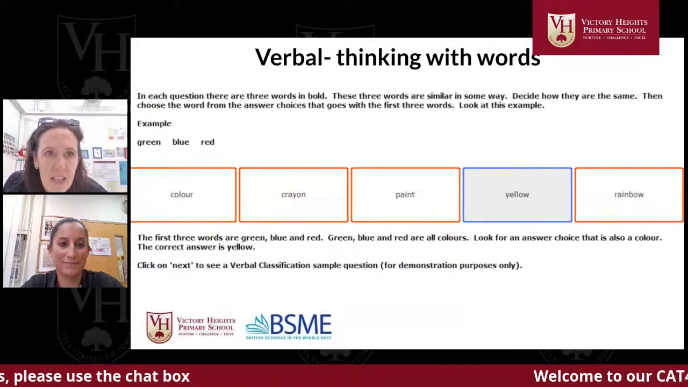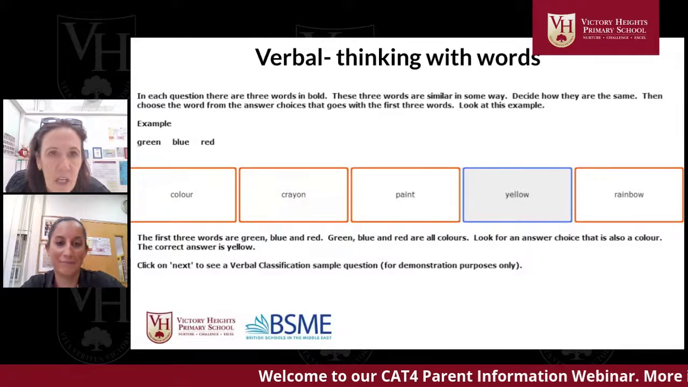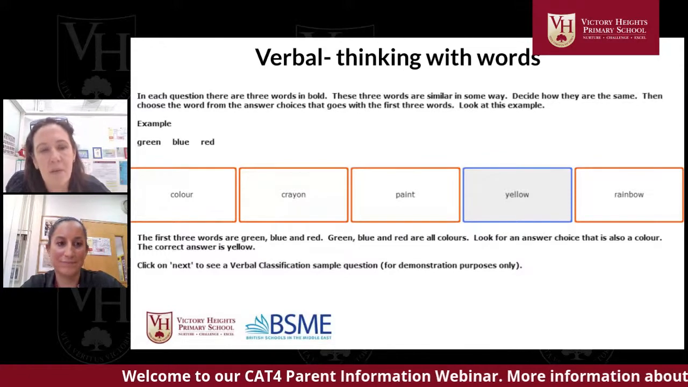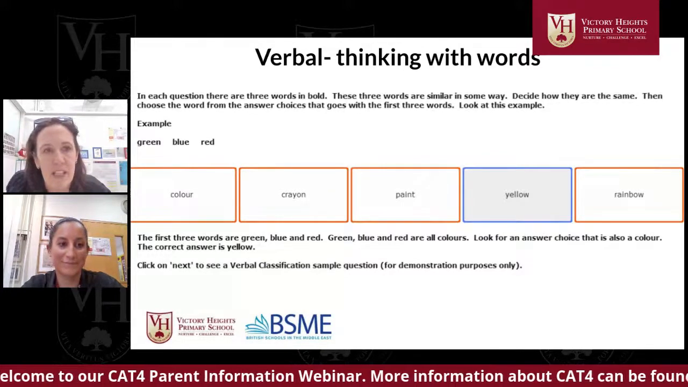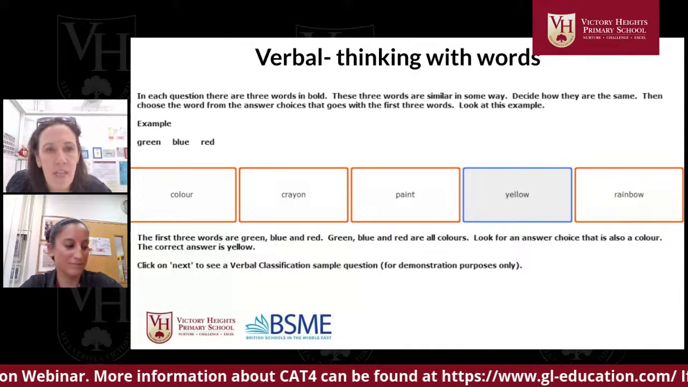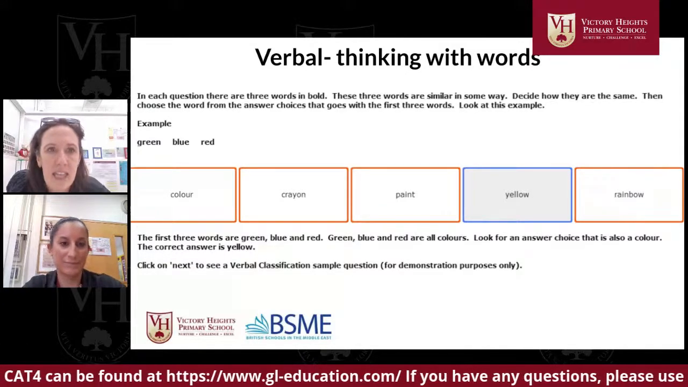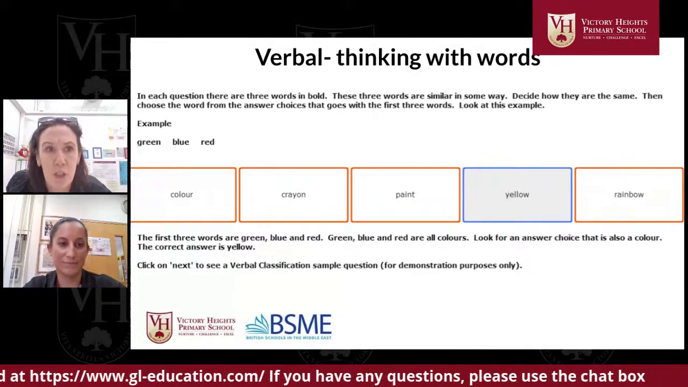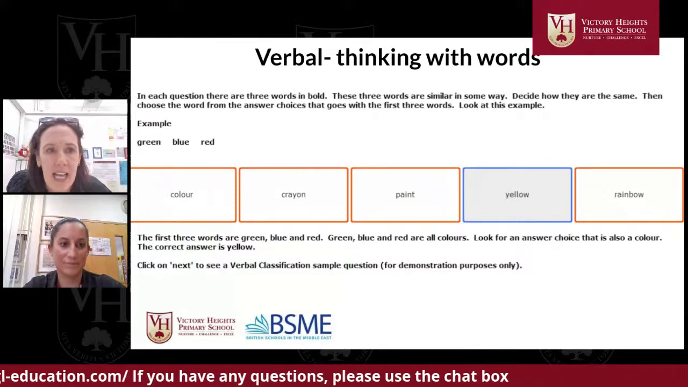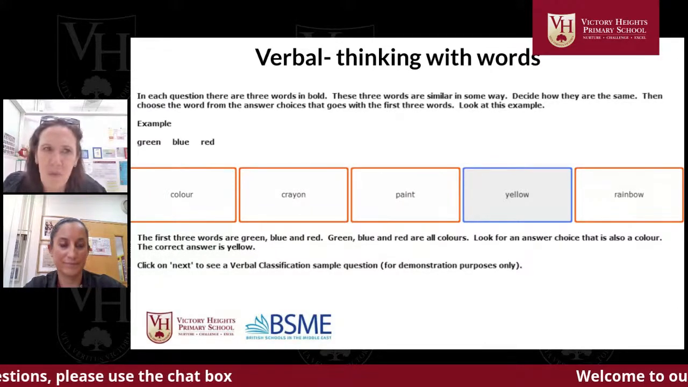And the next one, verbal questions, would be thinking of words. Now, this is an area, I'm sure Miss Michelle will give a bit more information about this, but if a child where English isn't their first language, this might be an area where a child would score lower, because they need to have a good understanding of words and language. So the examples here, I always find this one quite a tricky one.